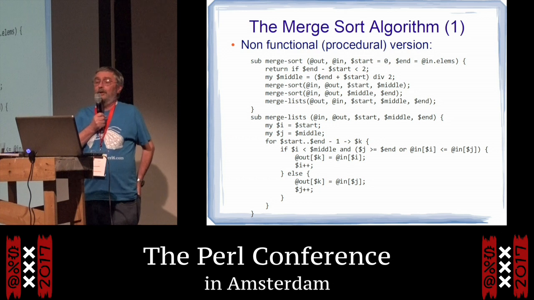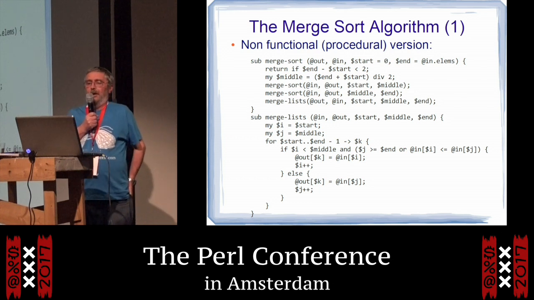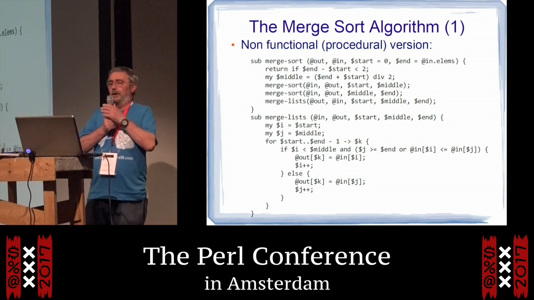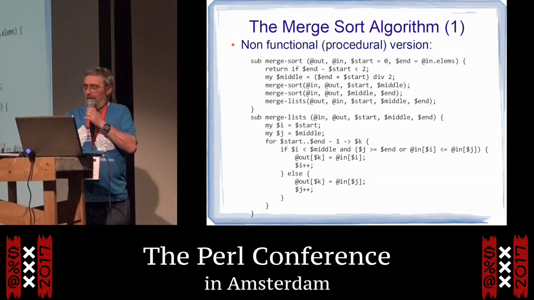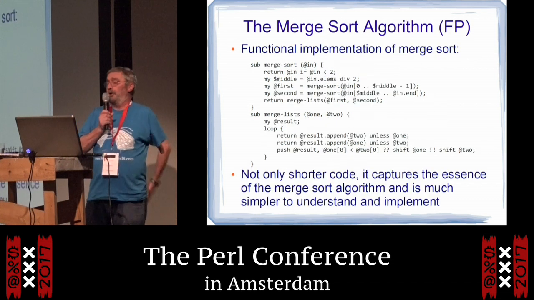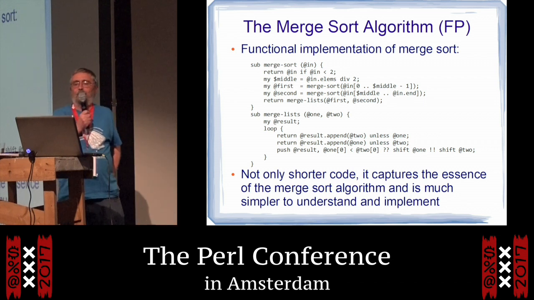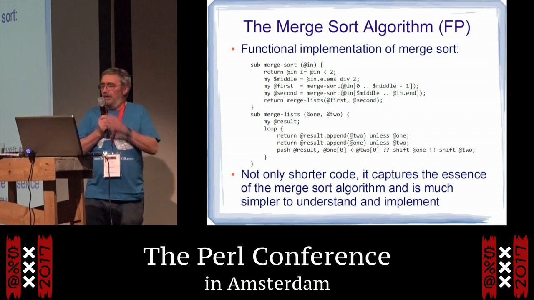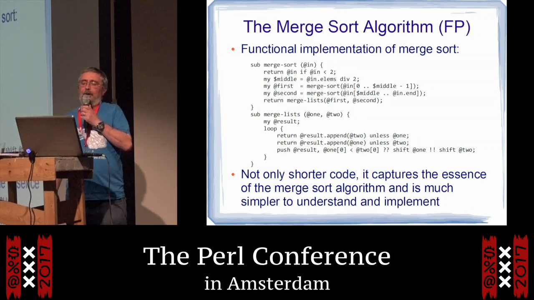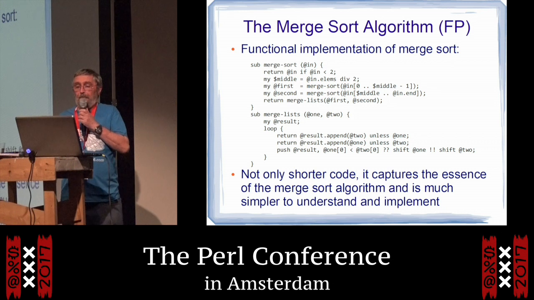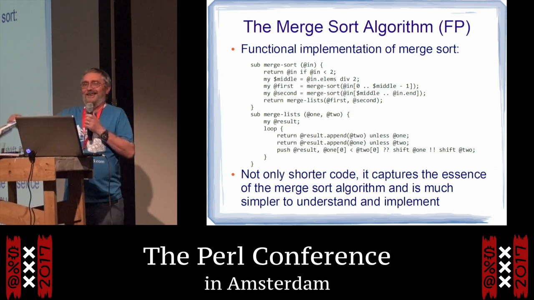So this is a non-functional, or procedural, version of the merge sort algorithm. I will not go further on it. I will just go straight to the functional implementation of the same. So not only is the code about twice shorter, that's not very important, but these two examples I wrote when I was writing this book, which, by the way, is available at Wendy.